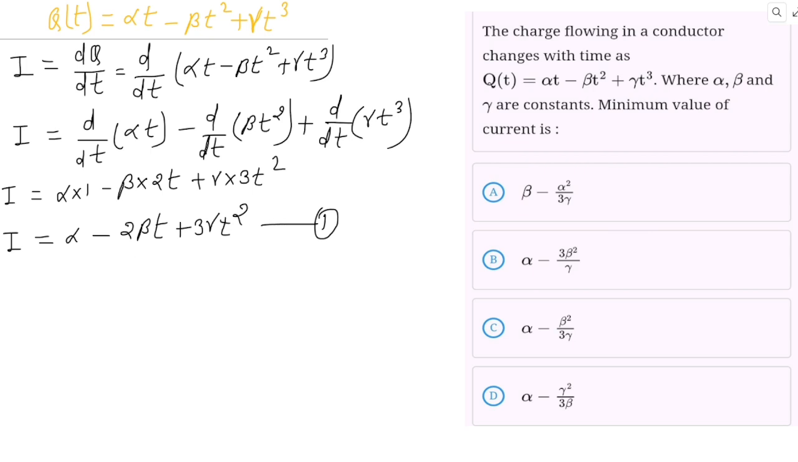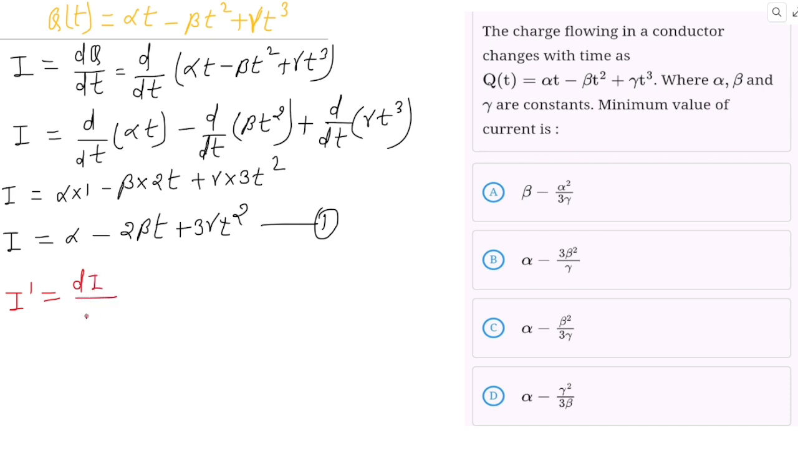Now we have to calculate the minimum value of current. So this will be the equation of current, and you have to calculate the minimum value of current. Then we again differentiate the term. So we get I dash, and I dash is equal to what? I dash is equal to di upon dt.